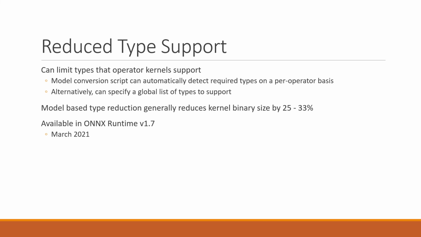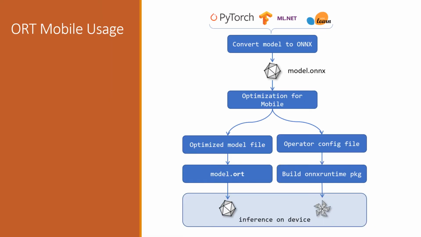You can also limit the types that operator kernels support. Again, the model conversion script can automatically detect these types and generate a configuration file with them. Or alternatively, you can specify a global list of types to support. When using model-based type reduction, you will generally see a reduction in the kernel binary sizes of between 25 and 33%. At a high level, this is the ONNX Runtime Mobile usage.